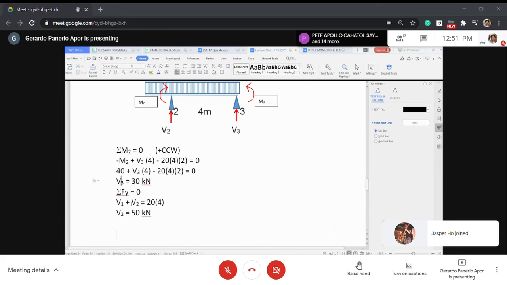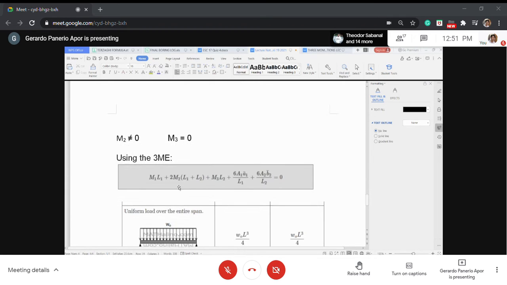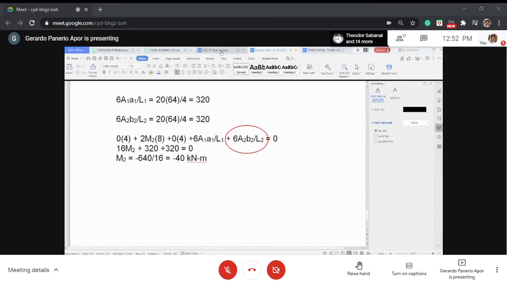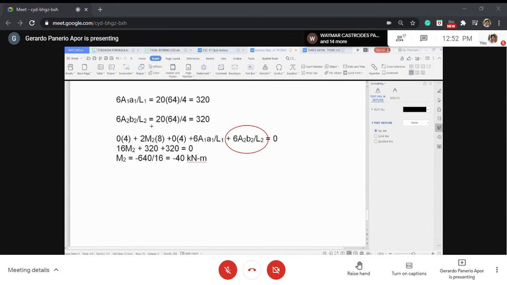Then substituting summation force in y equal to 0, you have B3 plus B2 is equal to 20 minus 4, so that will be able to solve B3. So in other words, you will have a diagram that is like this, no? You have a diagram that is like this. Okay, that is the one.